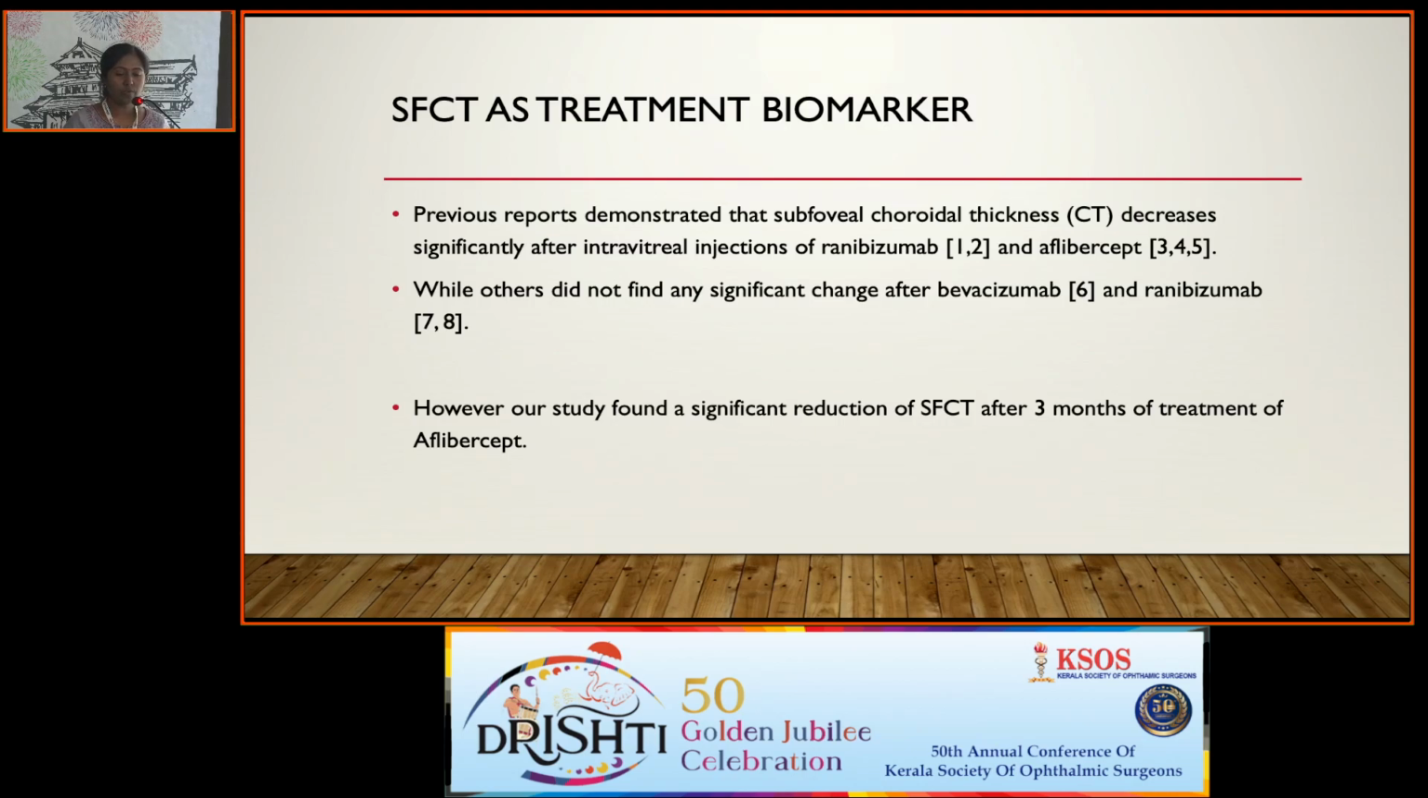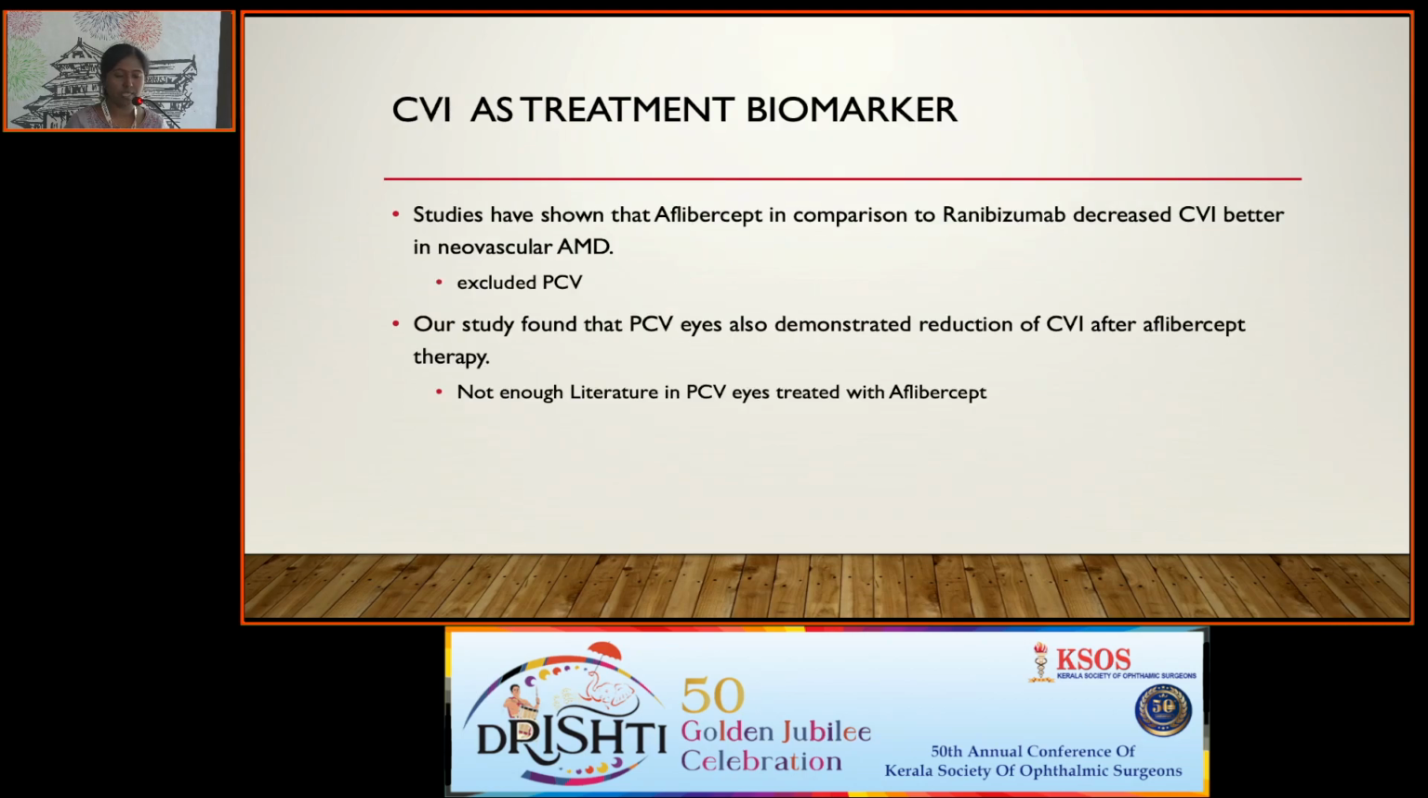When we are discussing subfoveal choroidal thickness, previous reports demonstrated that subfoveal choroidal thickness decreases significantly after intravitreal injections of ranibizumab and aflibercept, while others did not find any significant change after bevacizumab and ranibizumab. However, our study found a significant reduction of subfoveal choroidal thickness after 3 months of treatment with aflibercept. When discussing choroidal vascularity index, studies have shown that aflibercept in comparison to ranibizumab decreased choroidal vascularity index better in neovascular AMD, but these studies excluded PCV. Our study found that PCVs also demonstrated reduction of choroidal vascularity index after aflibercept therapy.